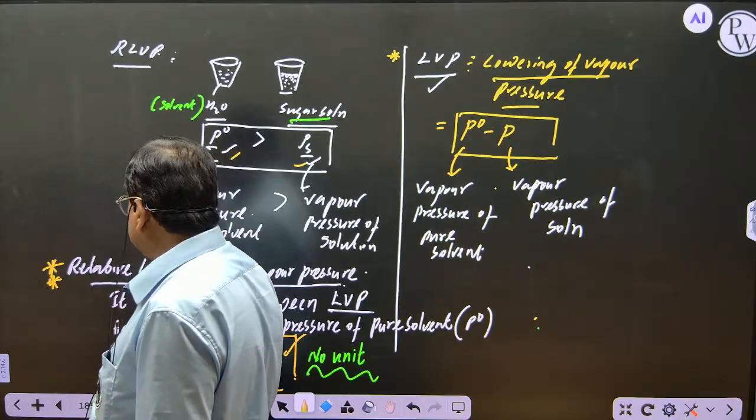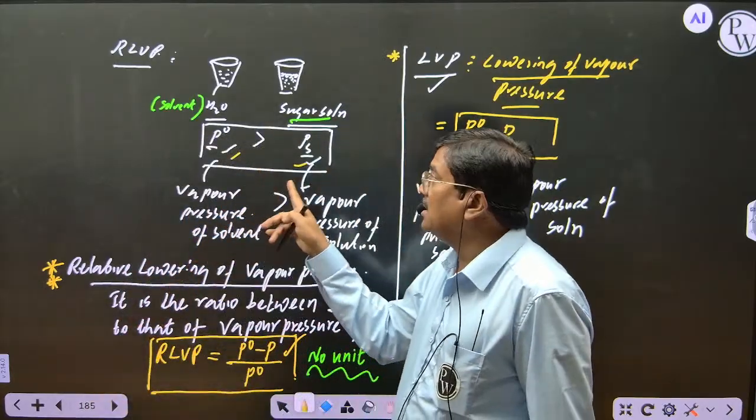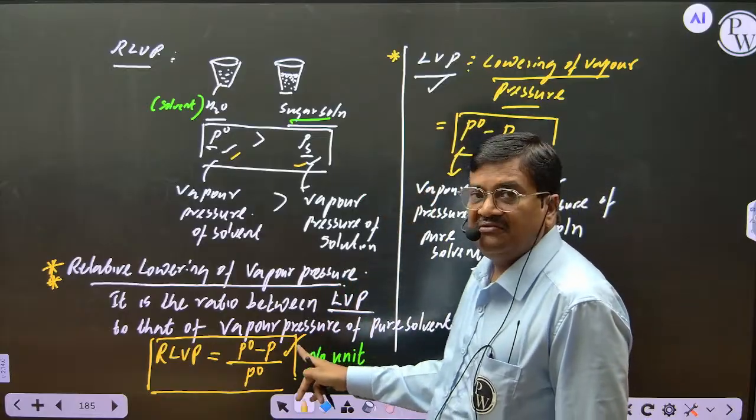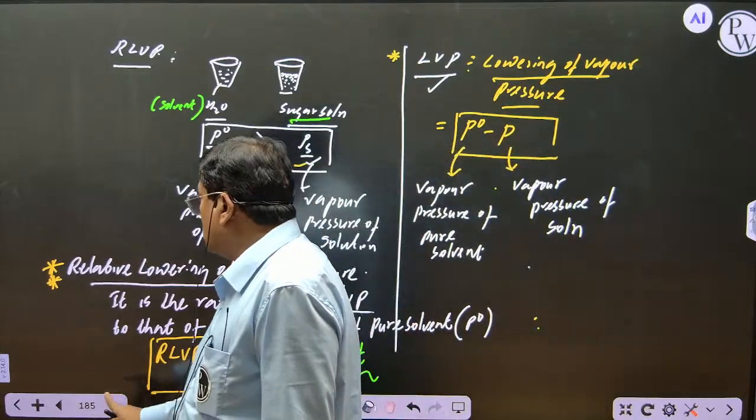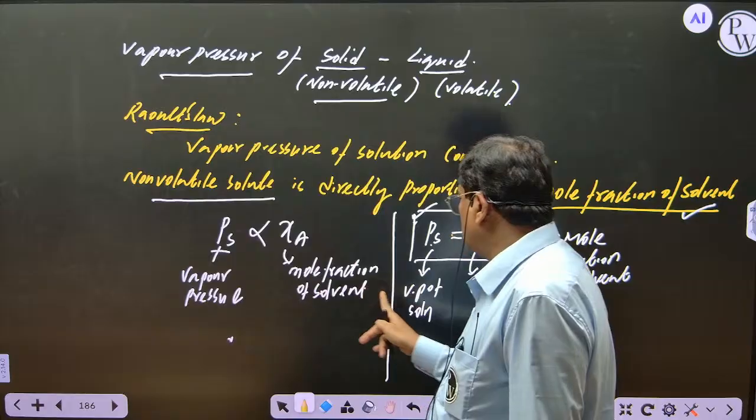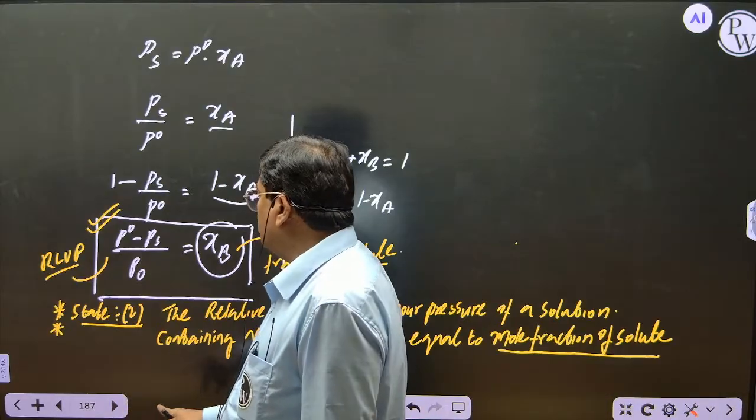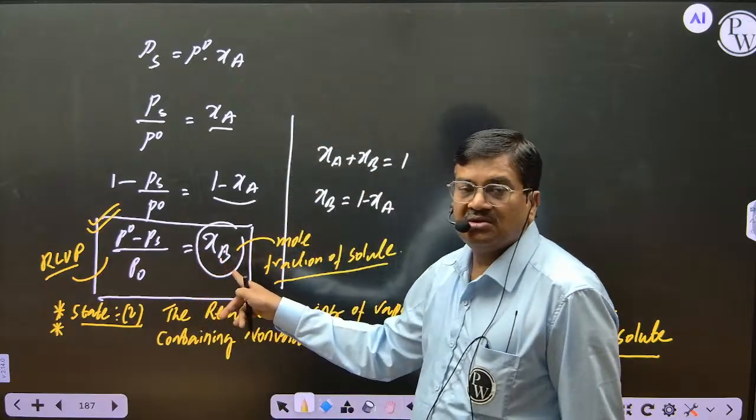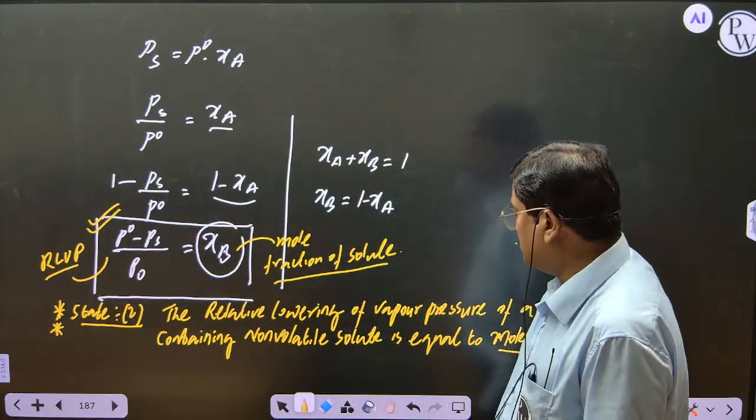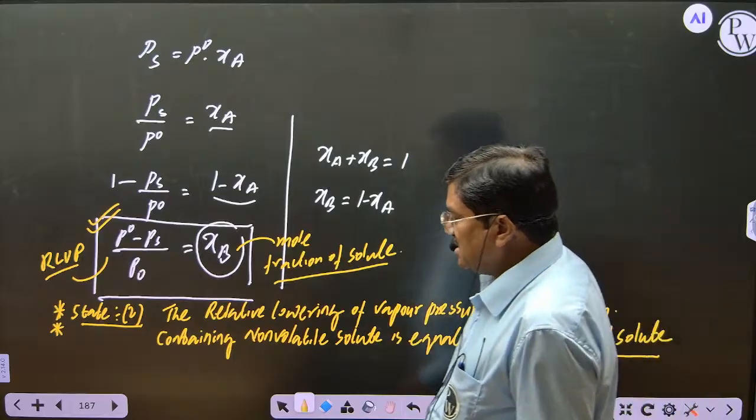So till now we studied what is LVP, what is RLVP. Then we wrote the relation, Raoult's law. From this Raoult's law we derived the relation P naught minus Ps by P naught is equal to chi b. Now write one problem, one question.